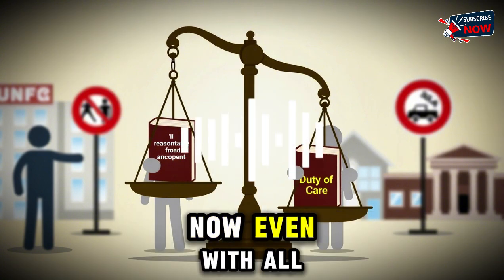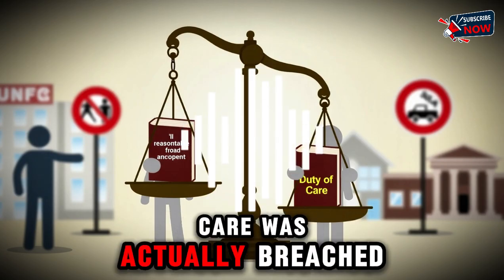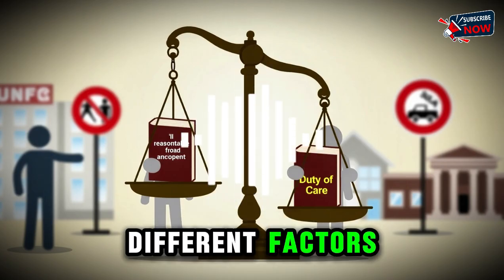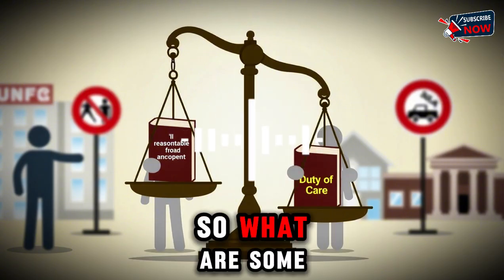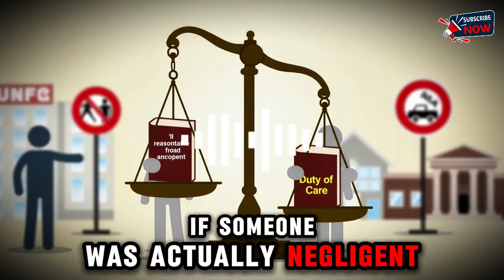Exactly. Now, even with all these adjustments and exceptions, figuring out whether a duty of care was actually breached can still be really tricky. The courts have to weigh different factors. It's kind of like a balancing act to reach a fair judgment. Okay, so what are some of the things they take into account when they're deciding if someone was actually negligent?